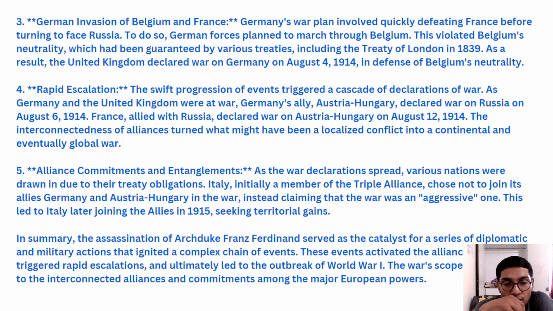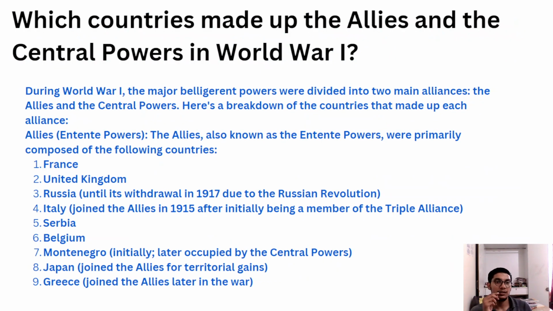Okay, when two or three countries get included in a war, then it's obviously a global war. Alliance commitments and entanglements: as war declarations spread, various nations were drawn in due to treaty obligations. Italy, initially a member of the Triple Alliance, chose not to join its allies Germany and Austria-Hungary in the war, claiming the war was an aggressive one. Italy later joined the Allies in 1915, seeking territorial gains. In summary, now move to the next part.